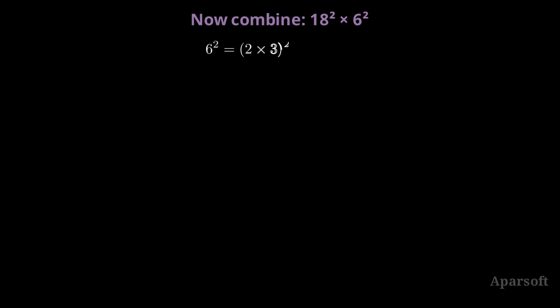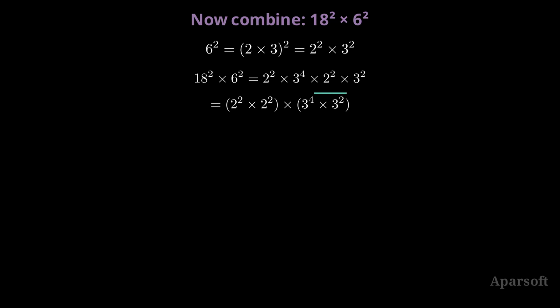Here it is. Now multiply them all together. 2 squared times 3 to the 4 times 2 squared times 3 squared. Group the 2's together and the 3's together. 2 squared times 2 squared. Add exponents. 2 plus 2 is 4. So 2 to the 4. And 3 to the 4 times 3 squared. 4 plus 2 is 6. So 3 to the 6. 2 to the 4 times 3 to the 6.